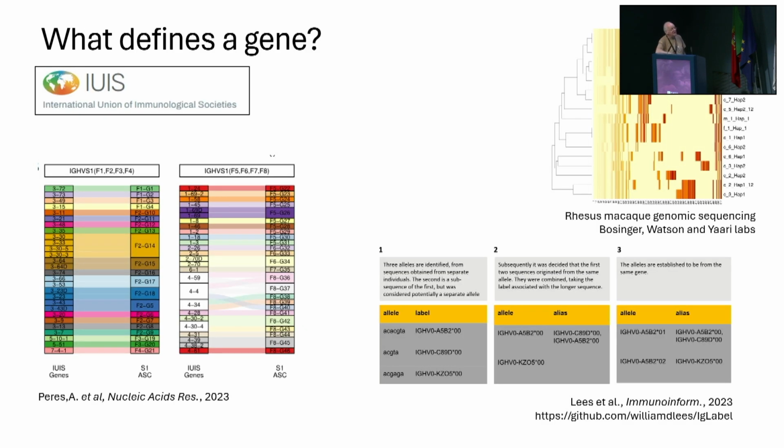So to change tack slightly, just talk a little bit about what defines a gene in the first place. And I think if we want to say that 2 sequences are alleles of a particular gene, we have to be able to localize that gene in an assembly. So we have to say, here are its coordinates, and we have to be able to show that those 2 alleles map to those coordinates.